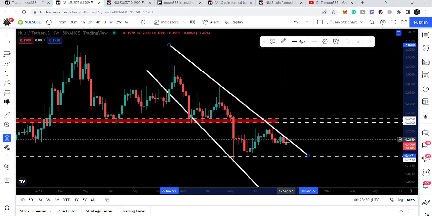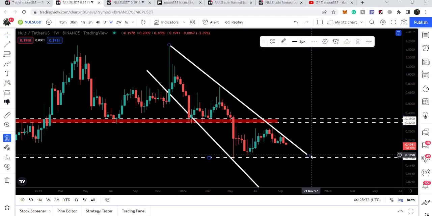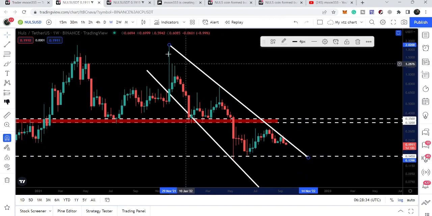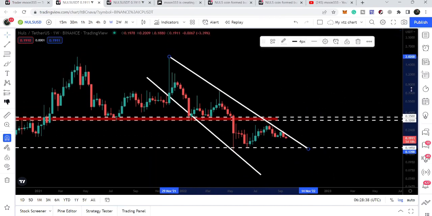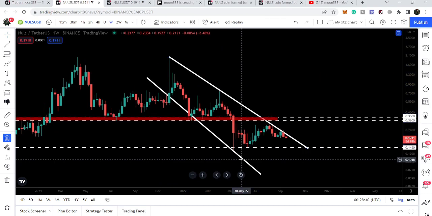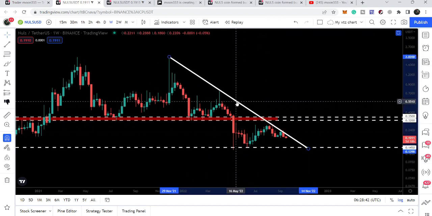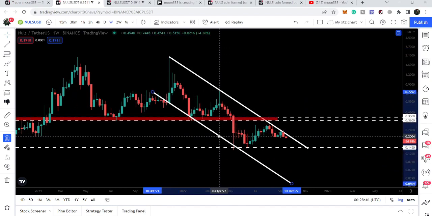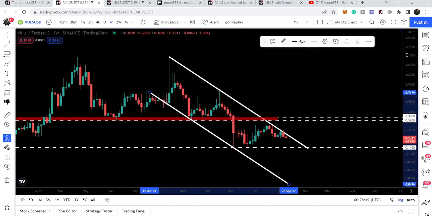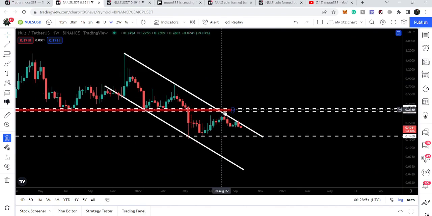And now you can see we got rejected first here, then we got rejected here, then here, then here. So we have more than 4 touch points here. And the support is here. And the price line is still moving inside this channel.